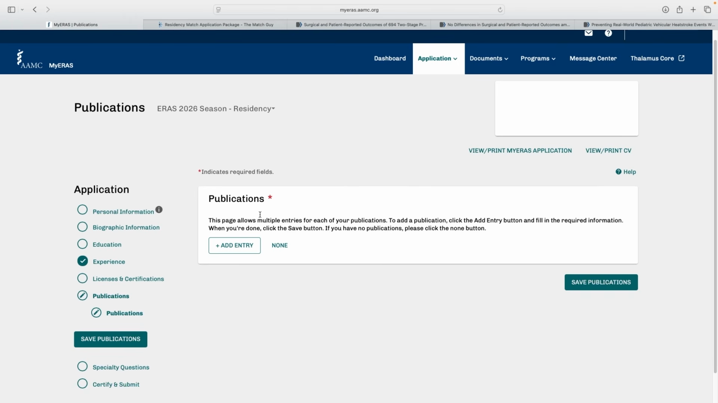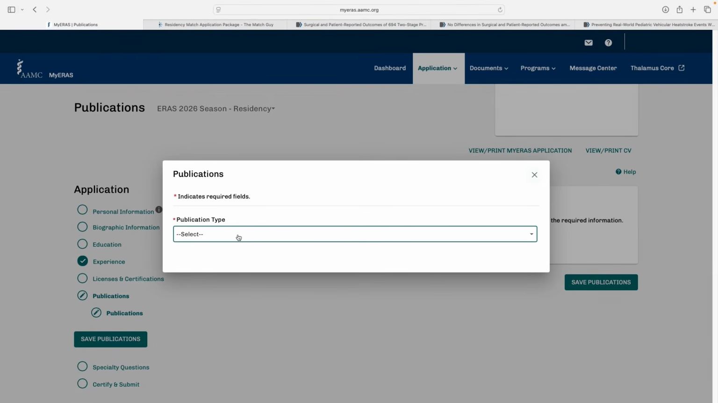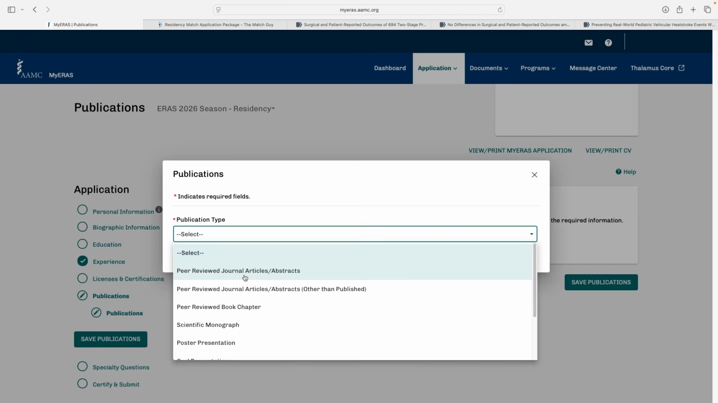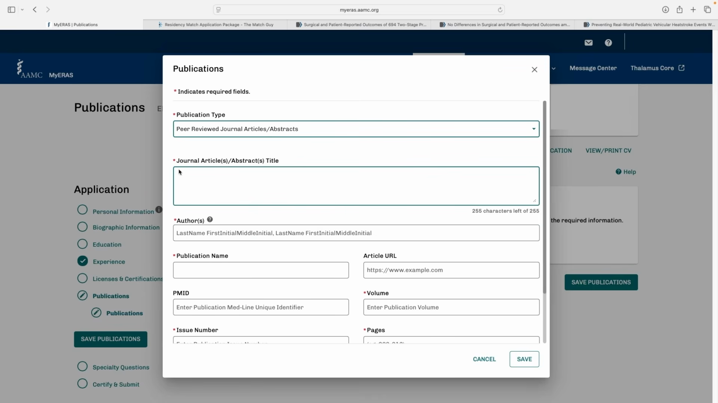So to add the publication, start by clicking here, add entry, and you'll have a list of the publication types. We will have peer-reviewed journal articles / abstracts, and then the same other than published. Let's start with this one. It will ask you for the journal article / abstract title, which is the title of your paper.